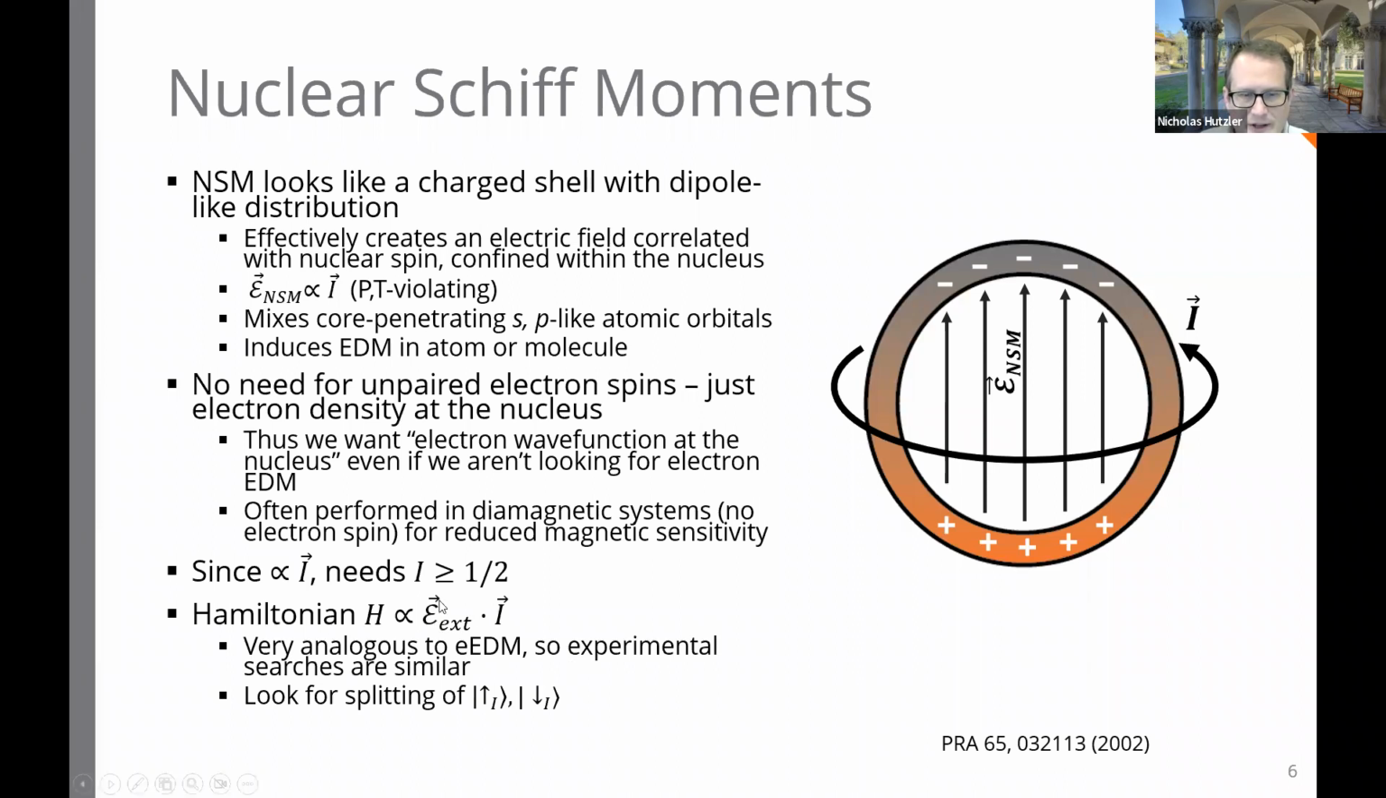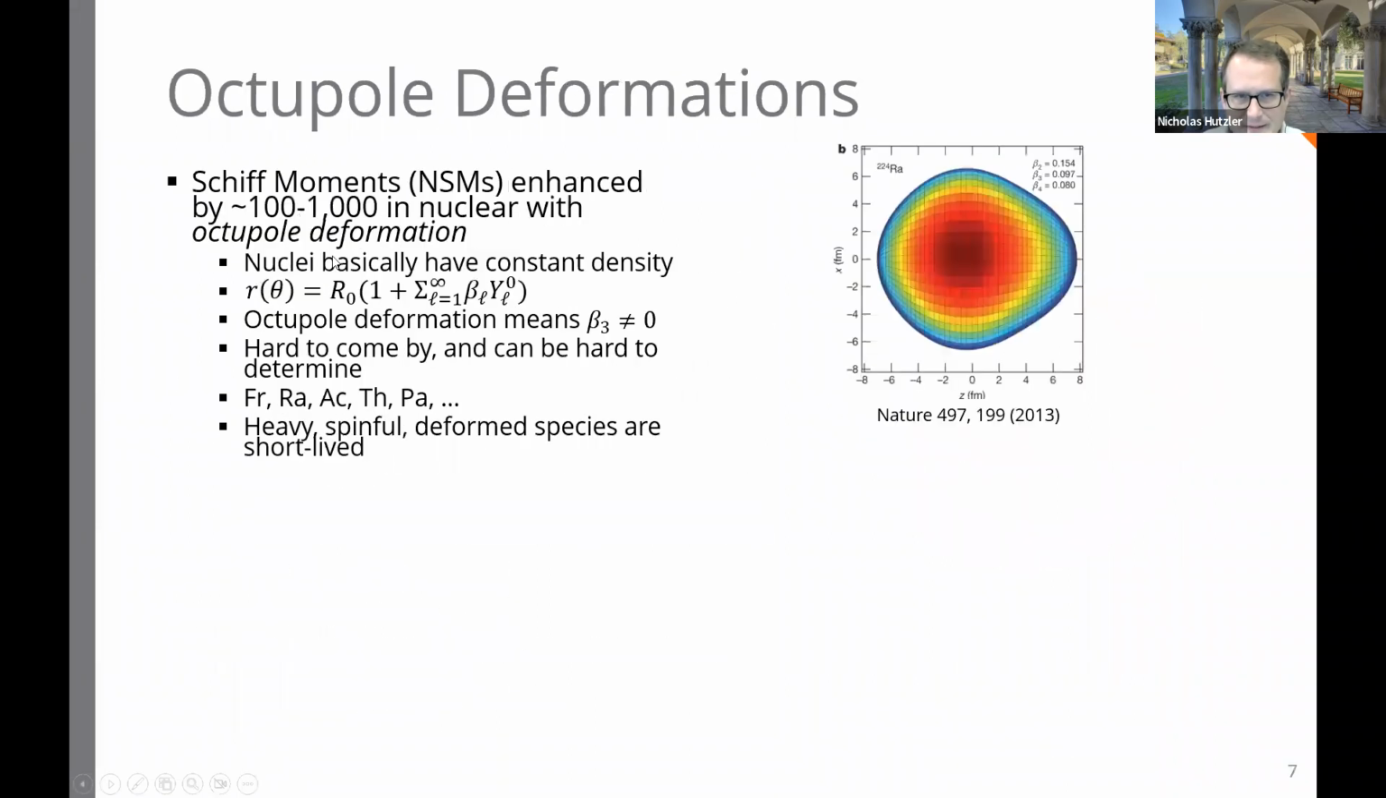And then the Hamiltonian that you're looking for is basically an external electric field interacting with this nuclear spin, more or less. What you're really looking for is this external field interacting with the induced atomic or molecular dipole, which is proportional to this. But at the end of the day, this looks very much just like an electron EDM search. You're looking for a splitting between nuclear spin up and down instead of electron spin up and down. So these experiments look very similar.